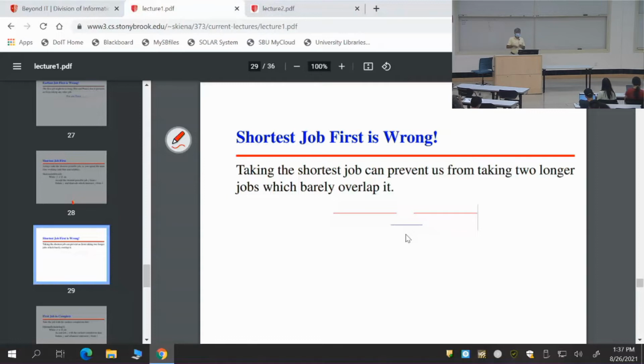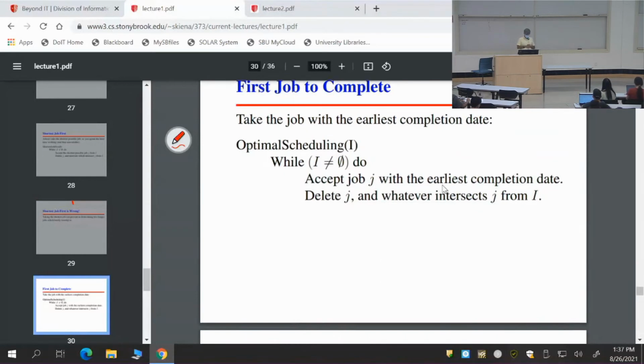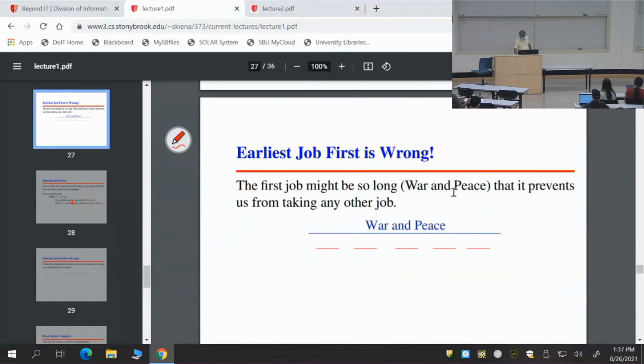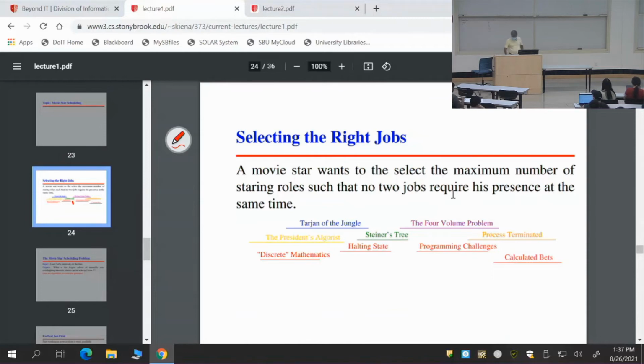Is there a faster rule that does it? In the back. Okay, earliest end date. This is kind of a surprise. What if I say, take the job with the earliest completion date? So let's go back maybe to my original movie example. Which is the movie that ends first? The first one to end is discrete mathematics. Does everybody see that? Now I kill the movies that overlap it.